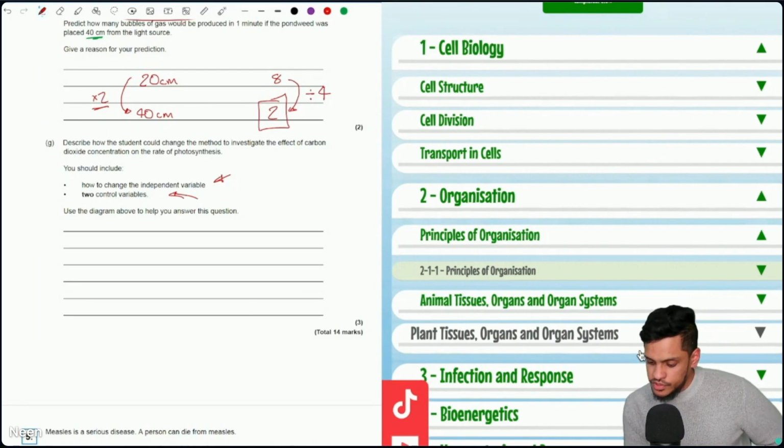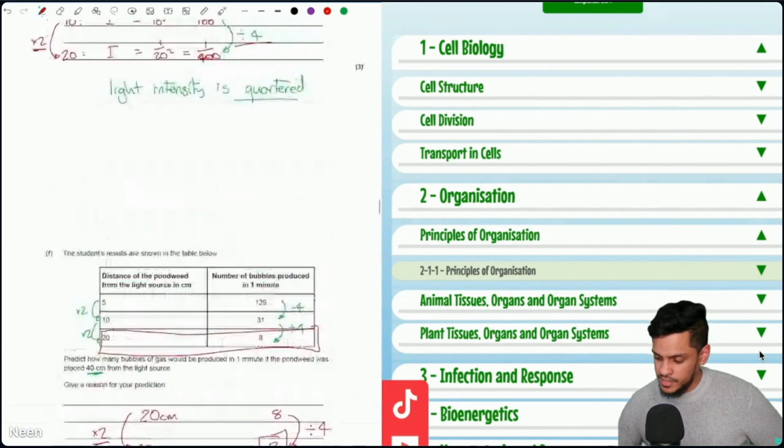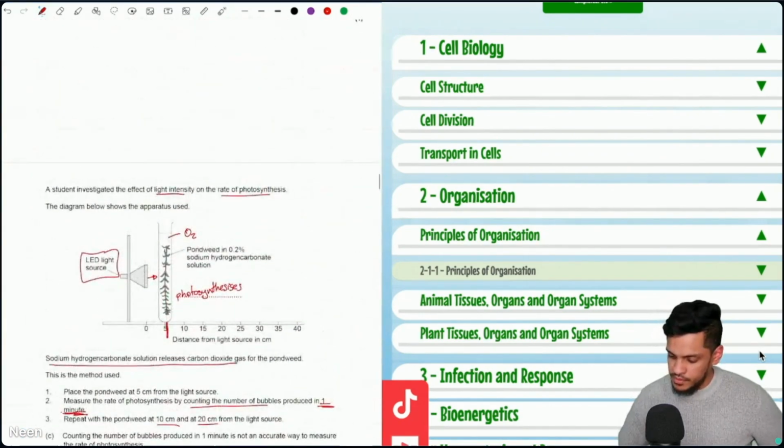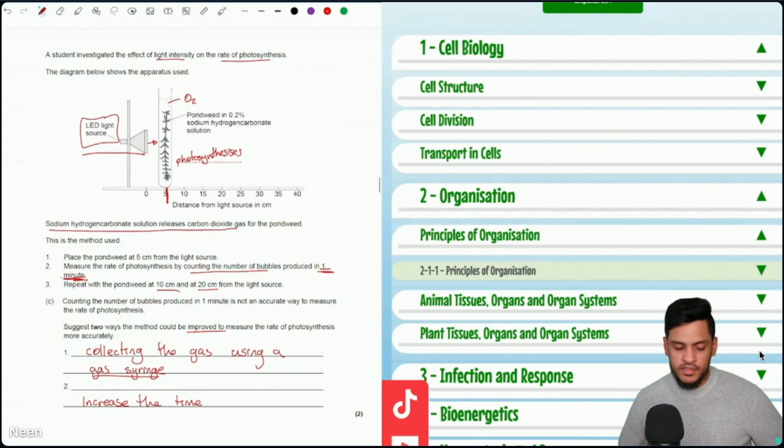How to change the independent variable. What you're trying to do is investigate the effect of carbon dioxide concentration on the rate of photosynthesis. So you're basically doing this same experiment, but instead of changing the light intensity, you're changing the carbon dioxide concentration. How can you change carbon dioxide concentration in this experiment? They have given you the answer in the question if you read carefully. Anyone know? I've underlined it.